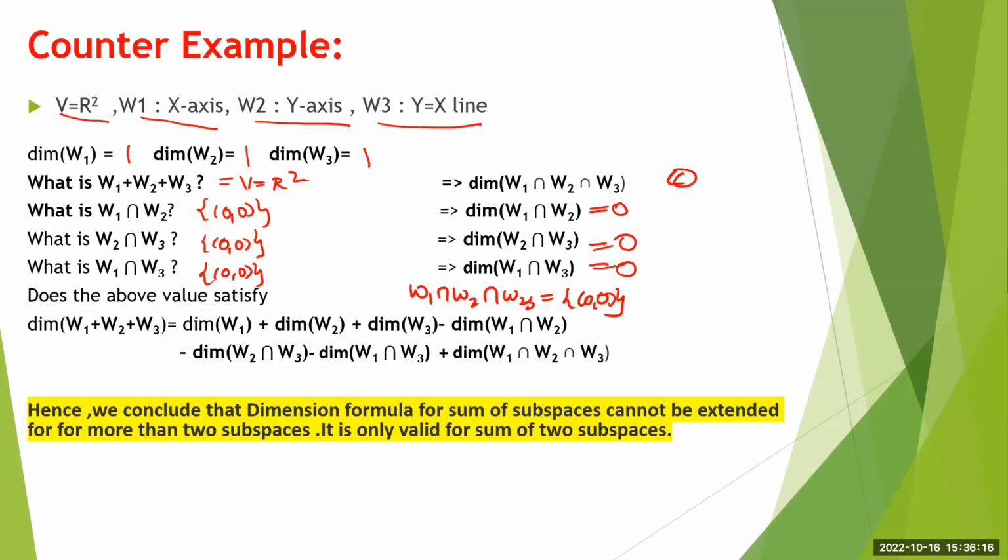So applying this theorem, the dimension of W1 plus W2 plus W3 is the dimension of R2, which is 2. This is my LHS. Whereas on the RHS, the dimension of W1, the x-axis, is 1. The dimension of W2, the y-axis, is 1. And the dimension of W3, the line y is equal to x, is again 1. And here all the values are 0. So on the RHS, I'm getting 3, whereas the LHS is 2, so the formula is not true. So we can directly say that the dimension formula for the sum of subspaces cannot be extended to more than 2 subspaces. It is only valid for the sum of 2 subspaces.